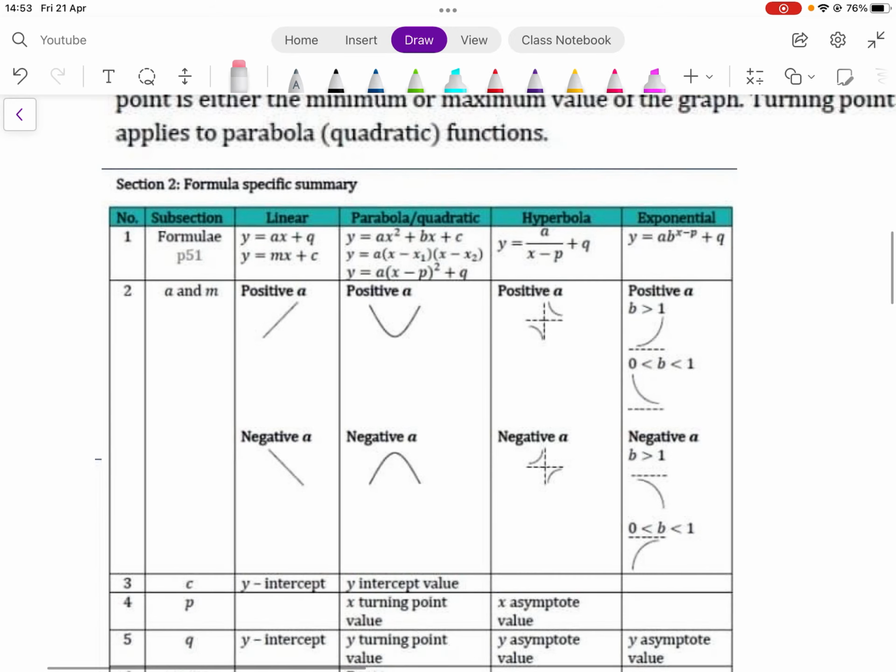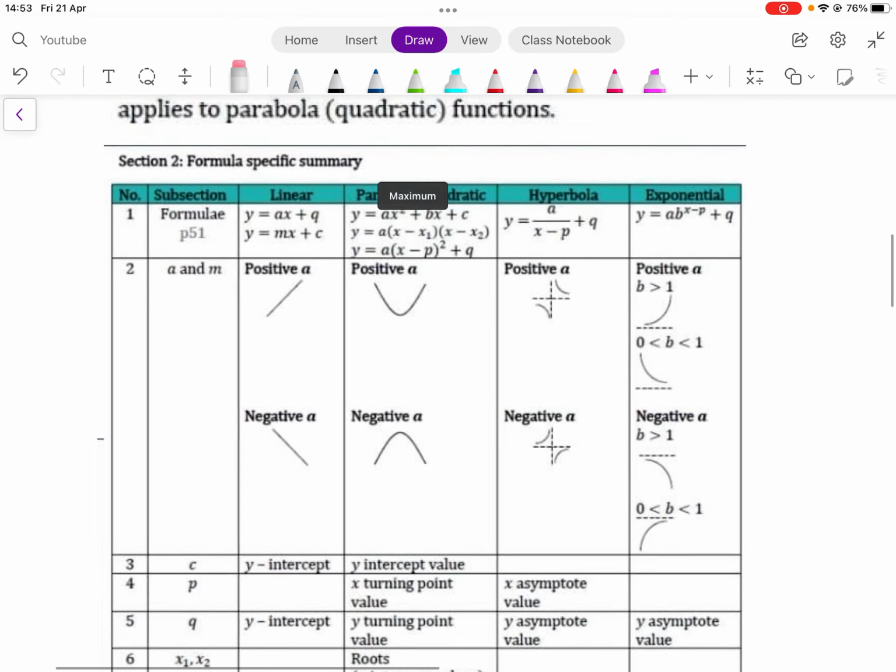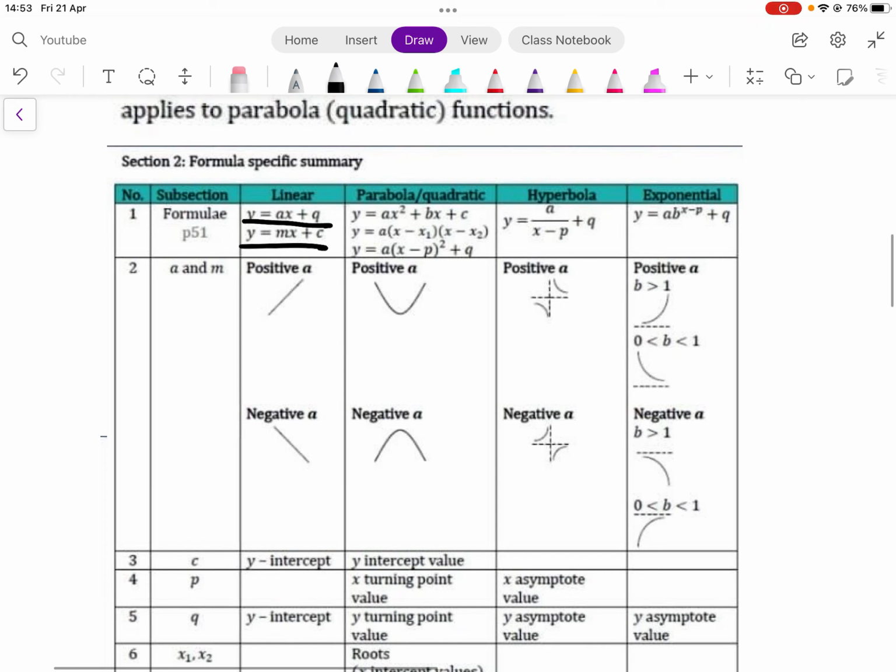So with linear, we can either have this or that. Basically, as you can see, these formulas are just the same formula. It's just the use of different variables. Either the Q or the C to represent what is called the y-intercept. We can have A or M to represent the gradient or the steepness or the slope of the function. So if that A, or the gradient rather, is positive, that means our function is going to be slanted to the right like that. If it's negative, our gradient is going to be slanted, our line rather, our function is going to be slanted to the left, just like that.